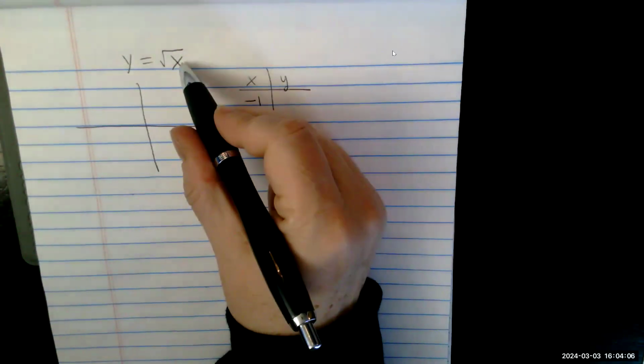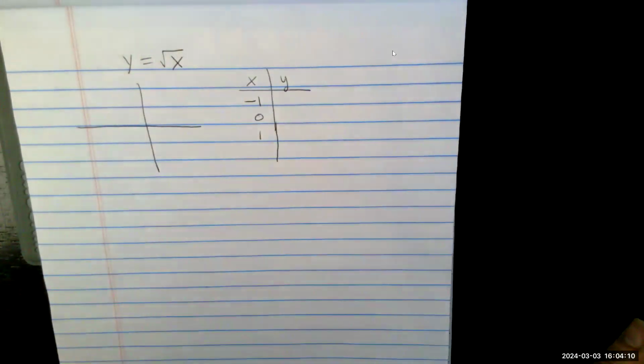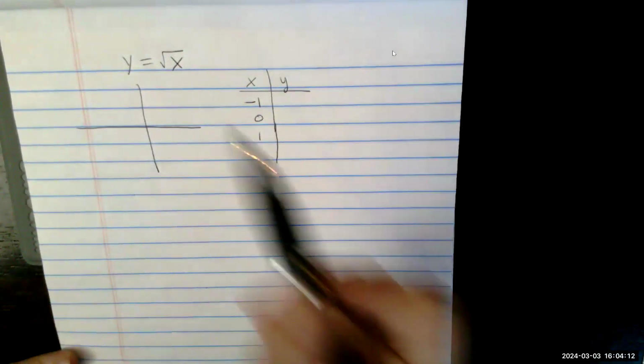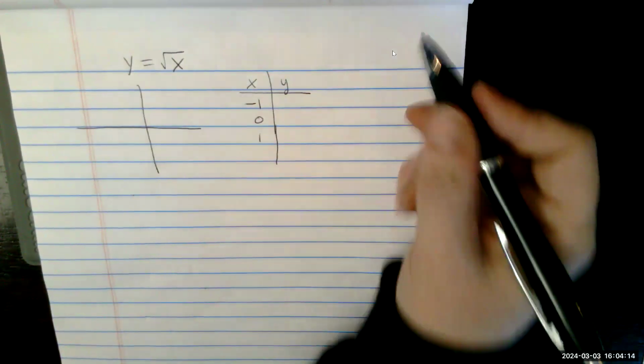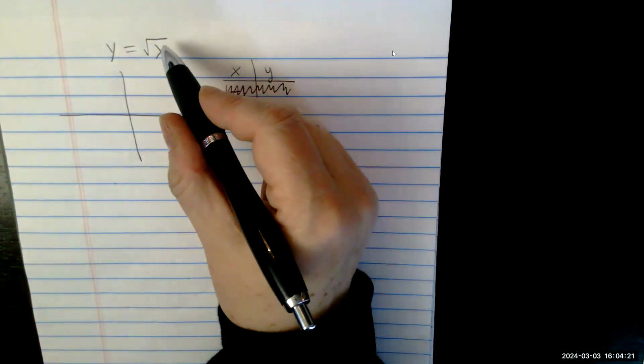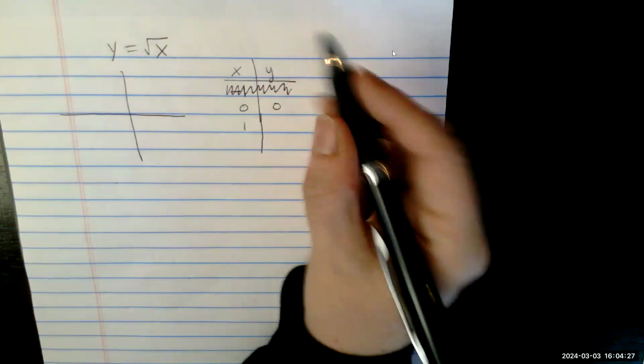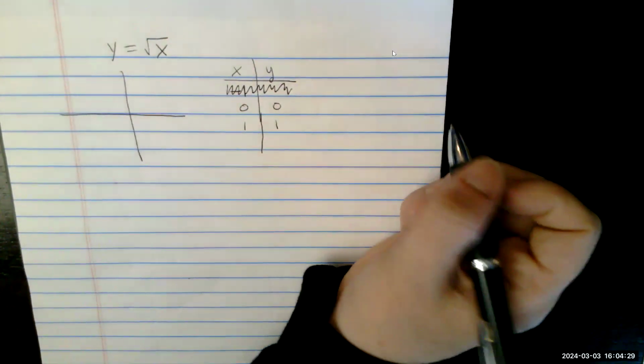If I try to plug in -1, it's not going to work because we can't take the square root of a negative. So we would either get an imaginary number, which means it's not going to be on here, or we just say we can't do it. So that was a bad choice, which is fine. So now let's try 0. Would 0 be a good choice? Yeah, square root of 0 is fine. It is 0. How about 1? Square root of 1 is 1, so that's fine.